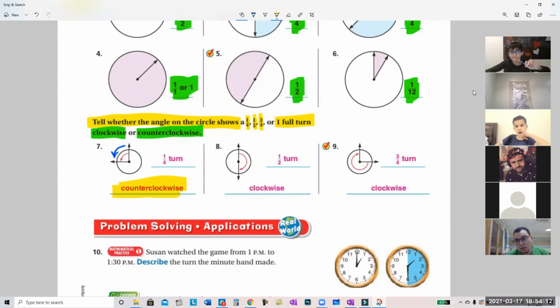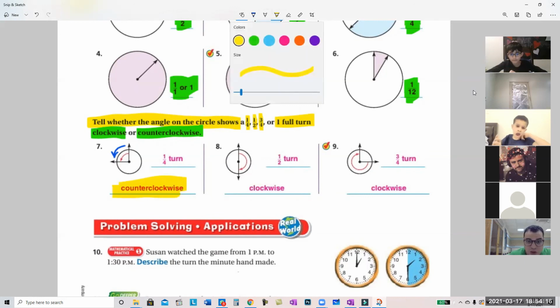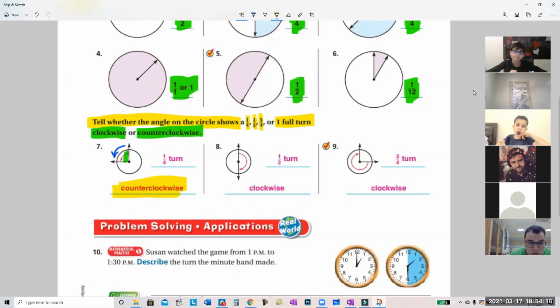But I'm asking also about the fraction. So the fraction here, let's shade it. You have to shade it the same way as the arrow. So this is the arrow. So you have to shade the area of the arrow here, okay? So it will be quarter turn.